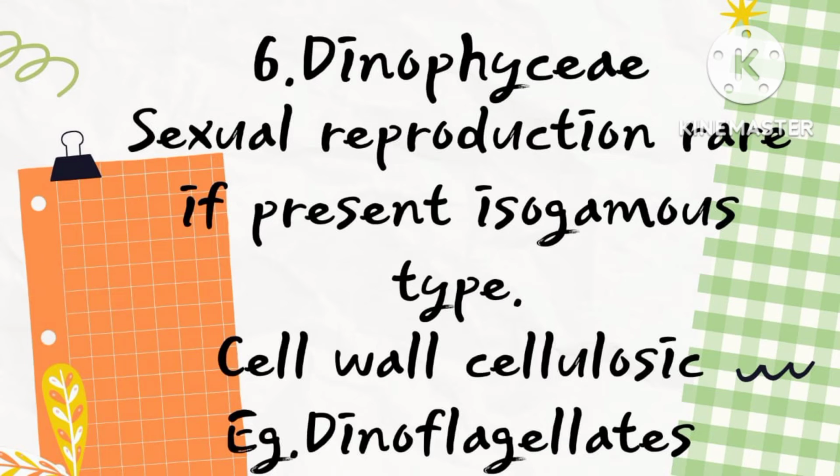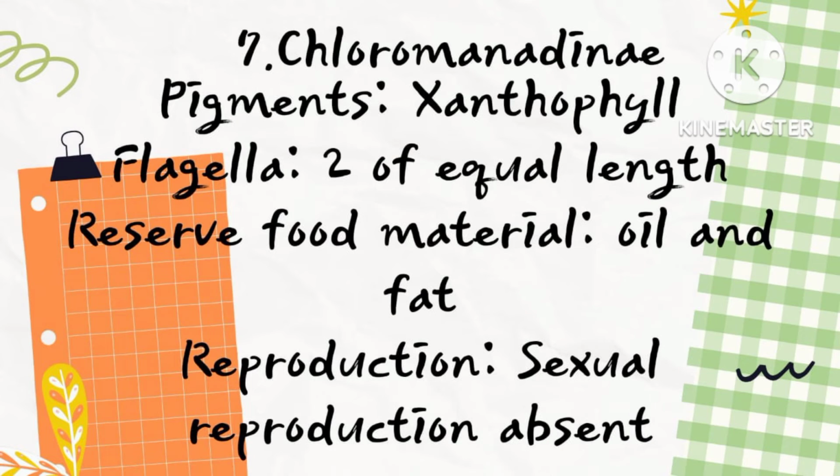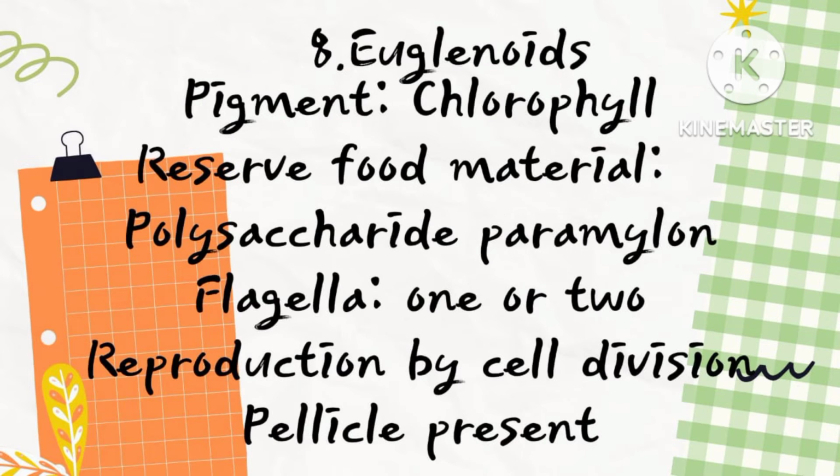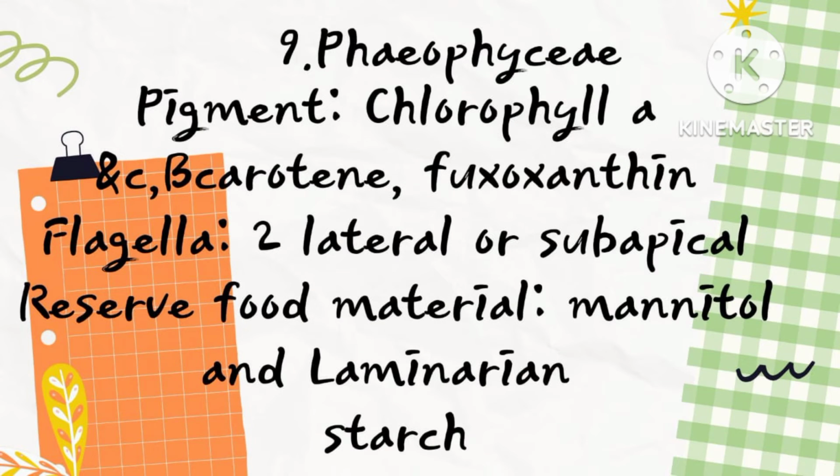Now moving on to the next class, Chloromonadineae. Pigments include xanthophyll mainly. Flagella, if present, 2 of equal length. Reserve food material is oil and fat. Sexual reproduction is usually absent. Euglenoids. Pigment chlorophyll. Reserve food material is the polysaccharide paramylon. Flagella 1 or 2. Reproduction is by cell division and a pellicle is present here.